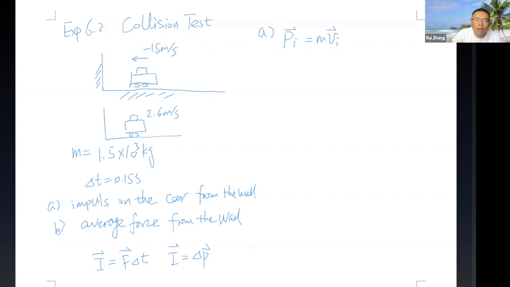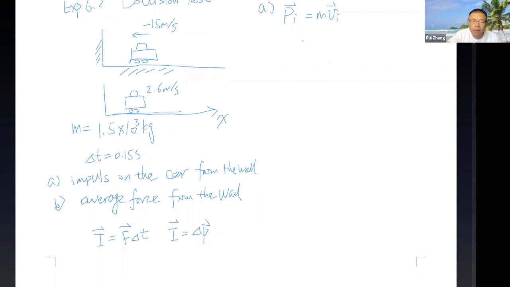So, as given in the problem, it's negative 15, and this is a positive 2.6. Again, because they're vectors, it's important to realize they can be either positive or negative. In this problem, the positive direction is defined to go to the right, so this one is negative, right? So you can plug in the momentum here to get your initial momentum.